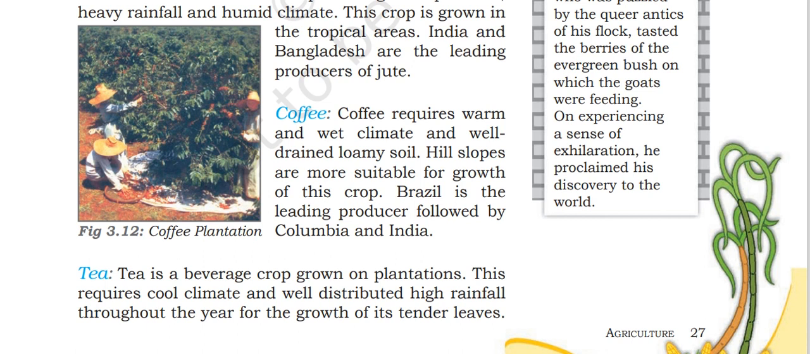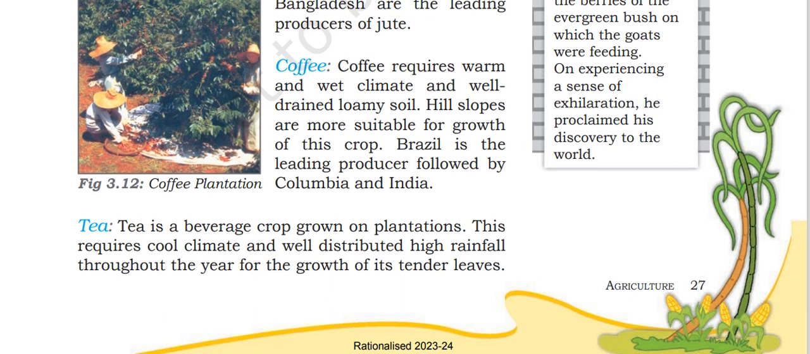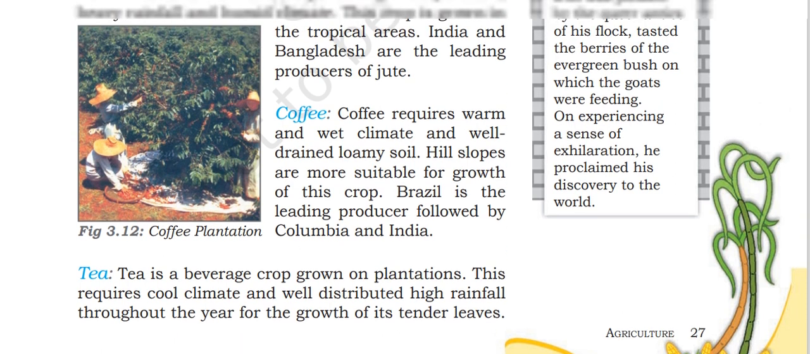Tea is a beverage crop grown on plantations. This requires a cool climate and a wet climate. Well distributed high rainfall throughout the year is needed for the growth of its tender leaves.